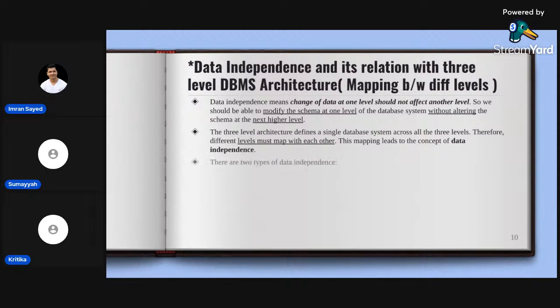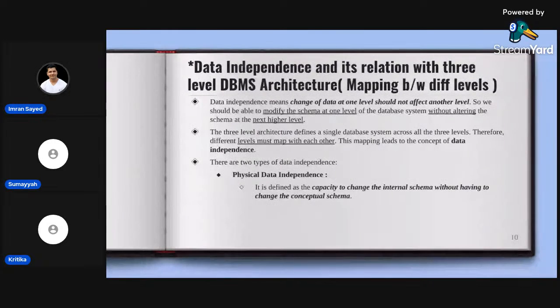There are two types of data independence. First is physical data independence, and second is conceptual data independence. Physical data independence occurs at the conceptual level, and conceptual data independence occurs at the external or user level. Physical data independence states that a change at the physical level should not affect the conceptual level, and conceptual data independence states that a change at the conceptual level should not affect the user level. So, these are the two points for each.